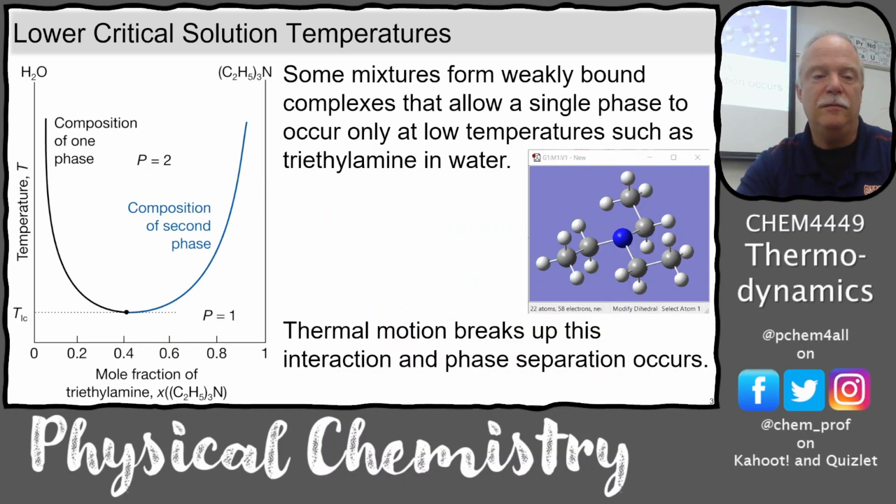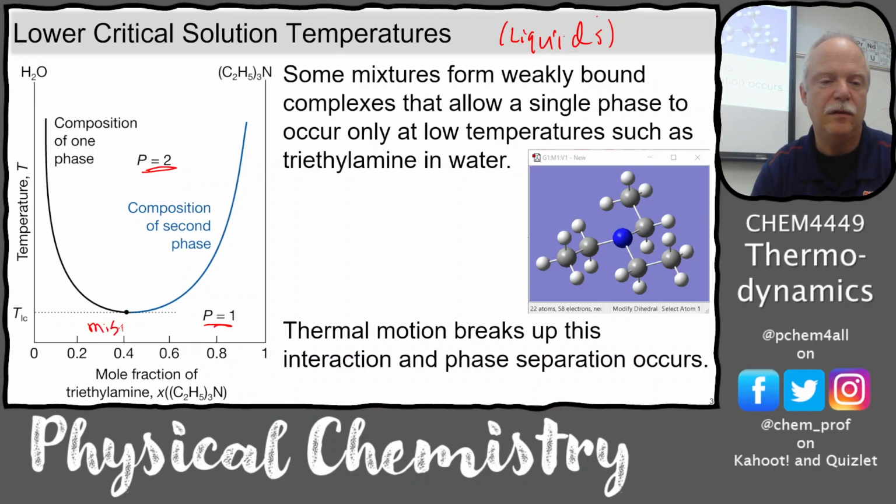Okay, let's flip back to liquids. So now we're at liquids again. And this one has a lower critical solution temperature. So this is a two-phase region. You see P equals 2 here, and P equals 1. And down below that temperature LC, it's one phase. And so it's miscible down here, and phase separated up here. Now that's a really bizarre situation, right?